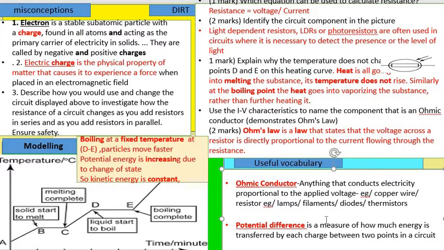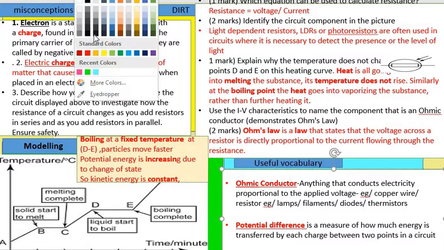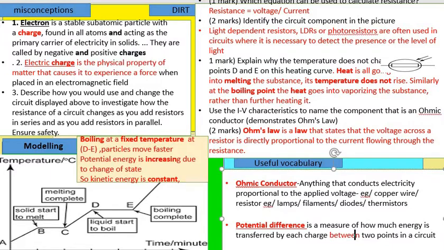And then what is potential difference? It's a measure of how much energy is transferred by each charge between 2 points in a circuit. So can you define those two terms, please? Pause the video, do this in your book.